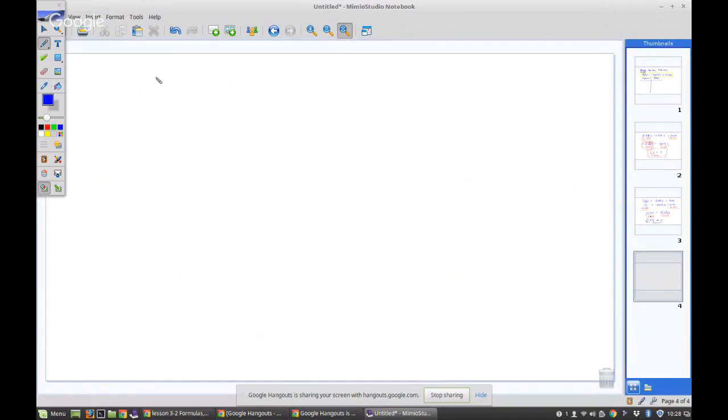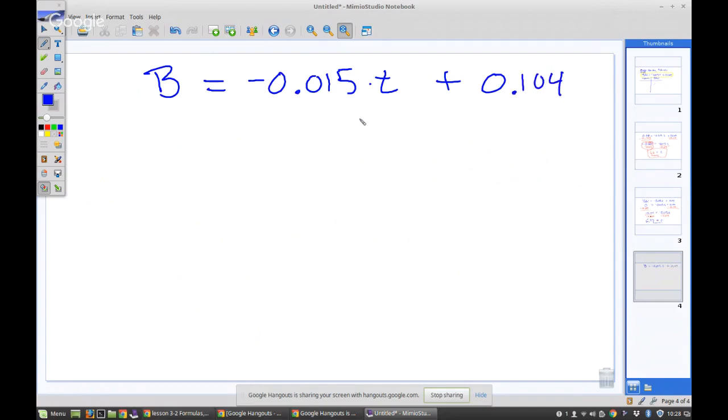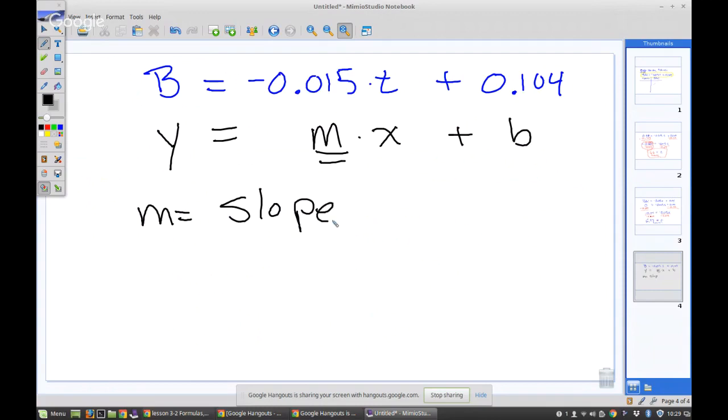So for the male, we had BAC equal to negative 0.015 times time plus 0.104. And this equation is a lot like equations of lines, y equals m times x plus b. I talked about this a little bit yesterday, that number m is known as the slope, the idea of rise over run. So this is the big topic of this chapter.